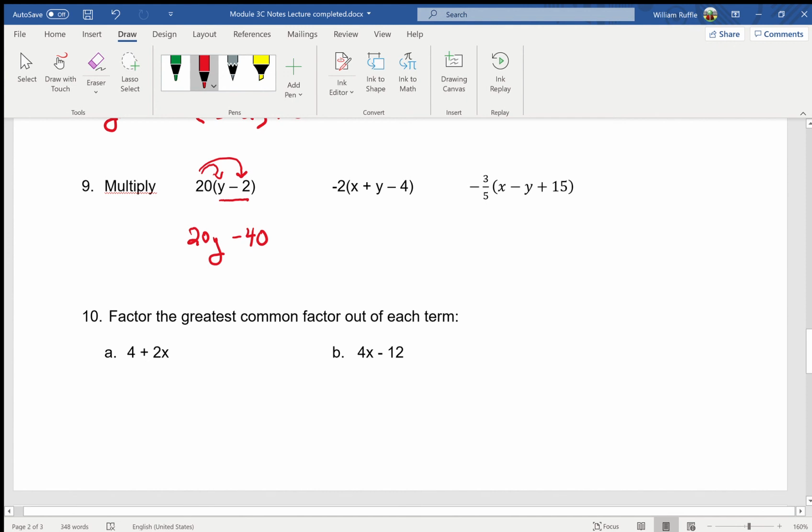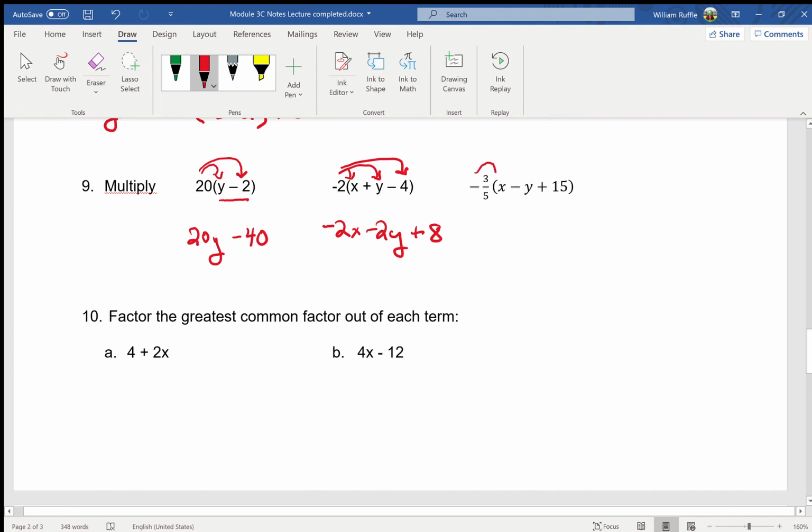All right, so now my next one here, I'm going to distribute a negative 2 to all three terms here. Negative 2x. Negative 2 times y is minus 2y. Now, negative 2 times negative 4. Negative times a negative is always a positive, so it's positive 8.